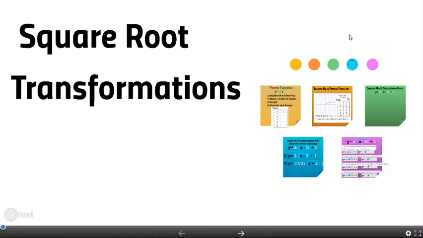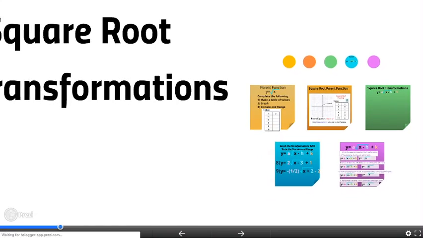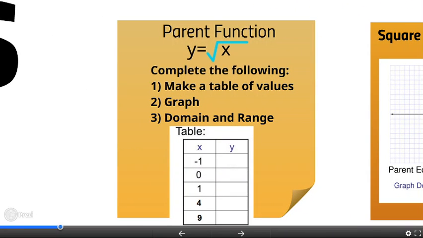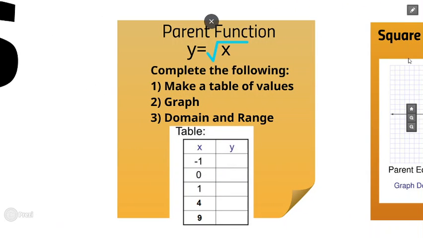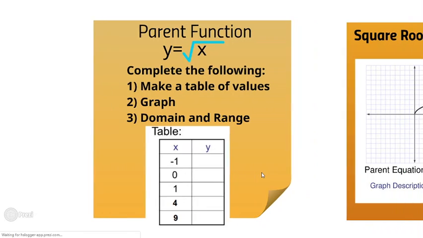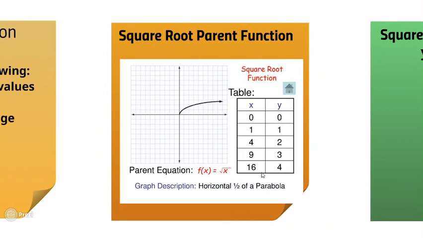So we've talked about this with quadratics. The parent function for a quadratic will be much different than the parent function for a square root graph. So in class, you guys graphed the square root function. You had to complete the table of values, graph it, and find the domain and range. When you did that, you graphed this lovely looking square root function. It kind of looks like half of a parabola, facing sideways, like that.